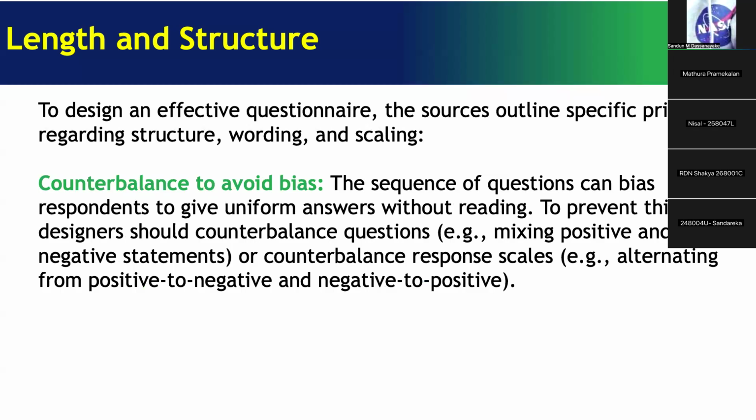Then counterbalance to avoid bias. The sequence of questions can bias respondents to give uniform answers without reading. Okay, so the same thing, you give 5, 5, 5, 5, that's it. To prevent this, designers should counterbalance questions like mixing positive and negative statements, because then the readers will read it.